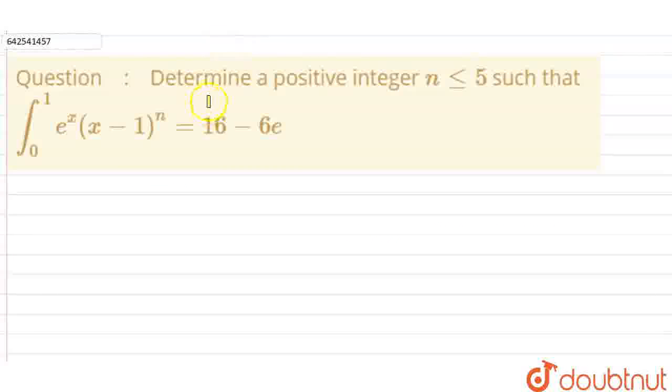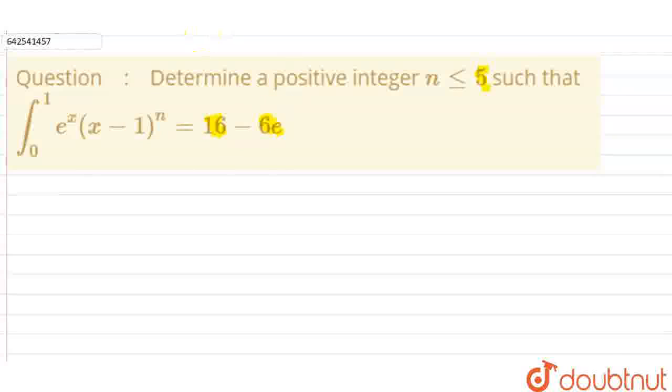Okay students, let's start solving this question. In this question we have to determine a positive integer n, where n is less than or equal to 5, such that the integral from 0 to 1 of e to the power x into (x minus 1) to the power n is equal to 16 minus 6e, right?